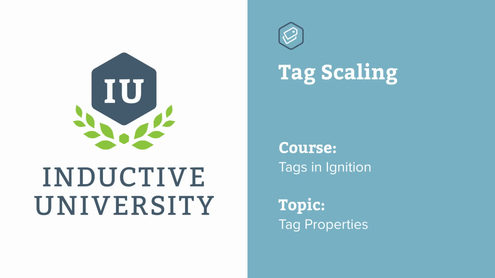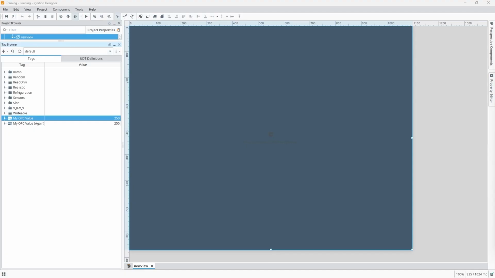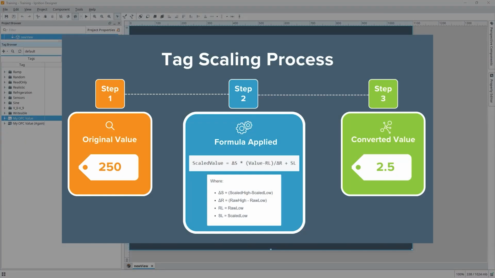Sometimes when configuring our tags, we may want to represent the value of a tag in a different way than it's being provided by the tag source. For example, perhaps a sensor is giving us a reading in inches when we really want to see it in feet. Ignition offers a set of tag properties to automatically convert a numerical value from one context to another through tag scaling. Scaling will take the raw value of a tag driven by an external source, such as a PLC or SQL query, apply a mathematical formula, and use the resulting converted value as the value of that tag.